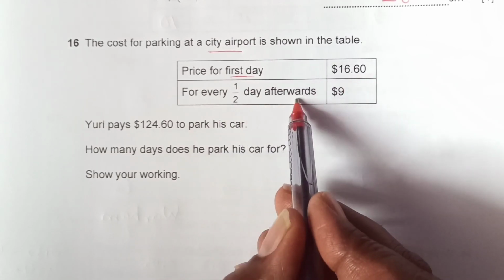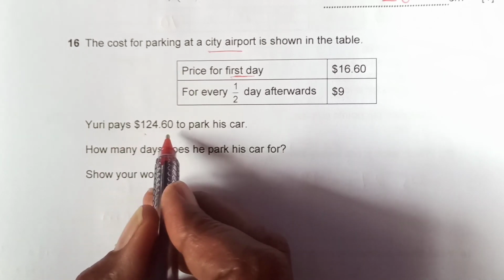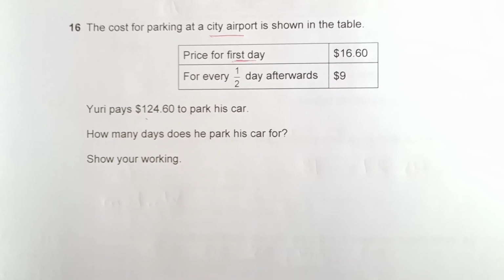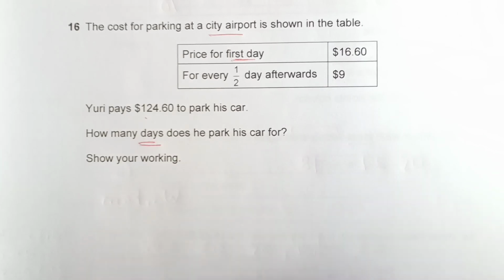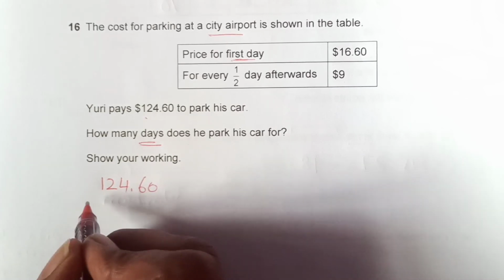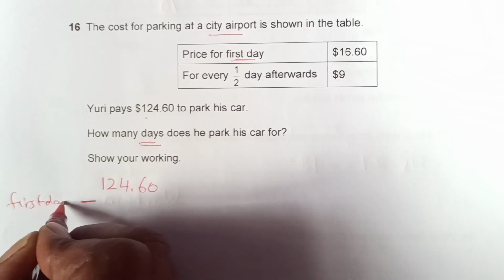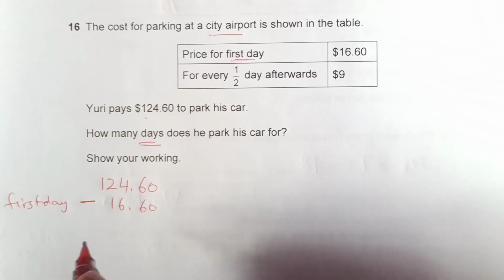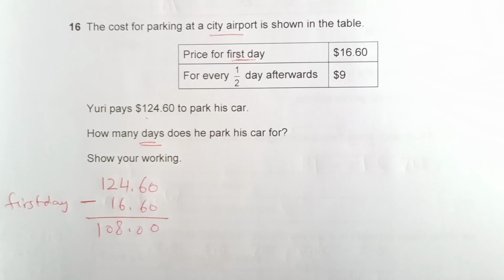For every half day afterwards it's 9. So Yuri pays 124.60 to park his car. How many days does he park the car for? Show your working. So he pays in total 124.60. So minus for the first day. So we will write down the first day he paid 16.60. This is 108.